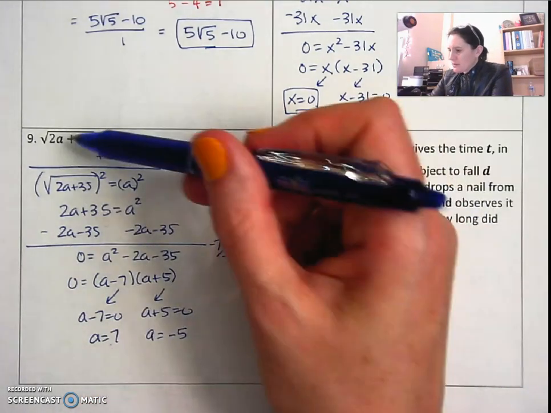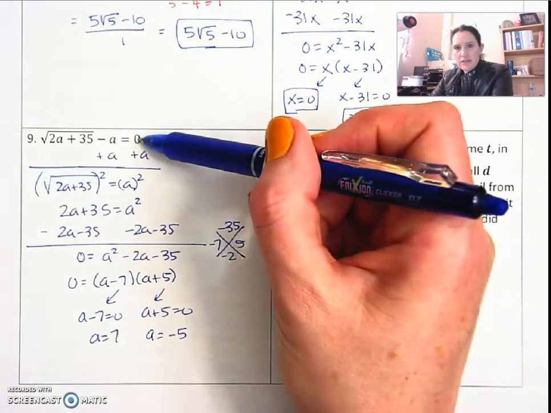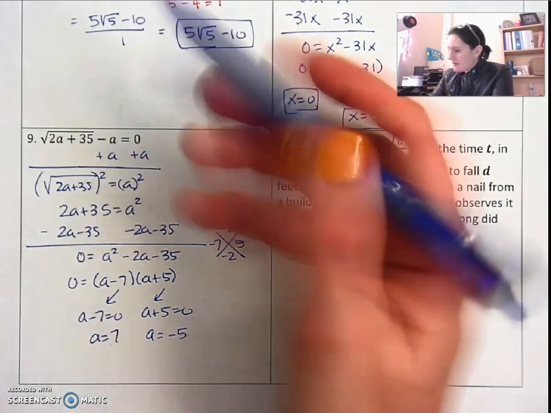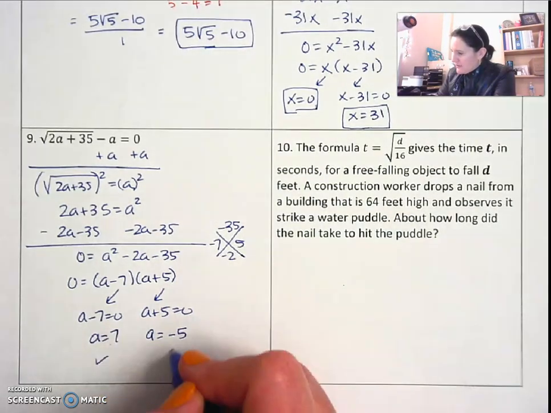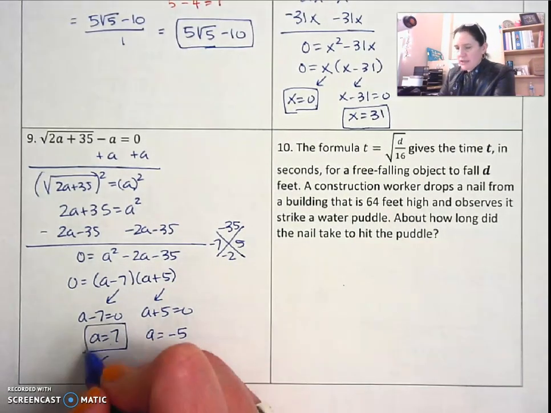Plug those into the original equation, check to see if they make a true statement. And the only one that does make a true statement is a equals 7. a equals negative 5 does not check out.